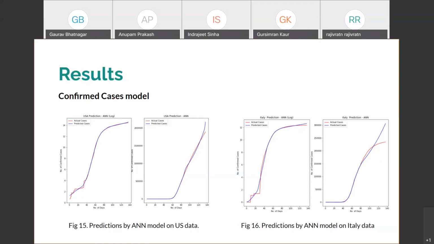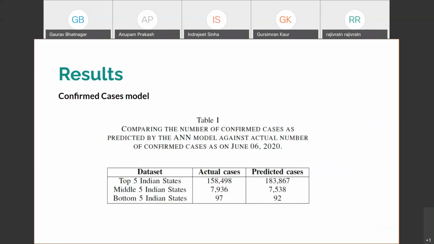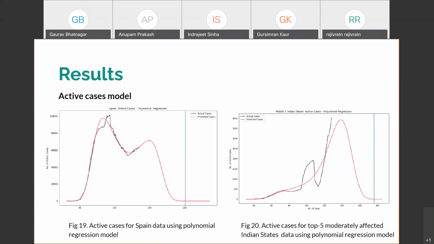Okay, Anupam, my last question is, when is the pandemic going to end as per your model? Actually, the data that we collected was till June 6th. It predicted around 200 days for every country. So that was around late July and early August, based on the data that we collected.